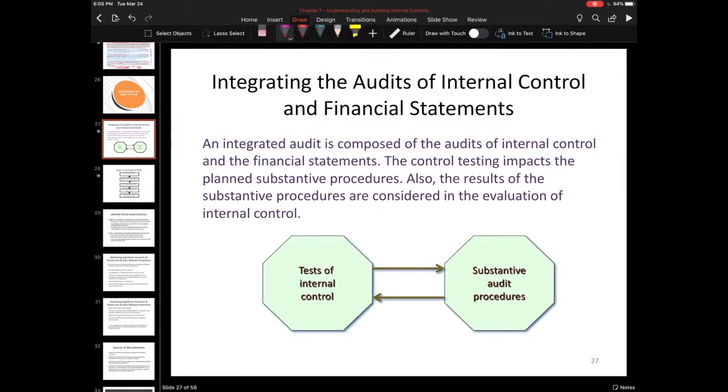So I can be doing my tests of internal control, and depending on if my control risk is high, medium, or low, that tells me how much I need to do in terms of substantive procedures. Similarly, my substantive procedures can inform me about the status of my controls, right? So I might think my controls are all good, but if I do a substantive procedure and I find a material misstatement, that kind of tells me there must be something wrong controls-wise. So the information flow can go two ways.